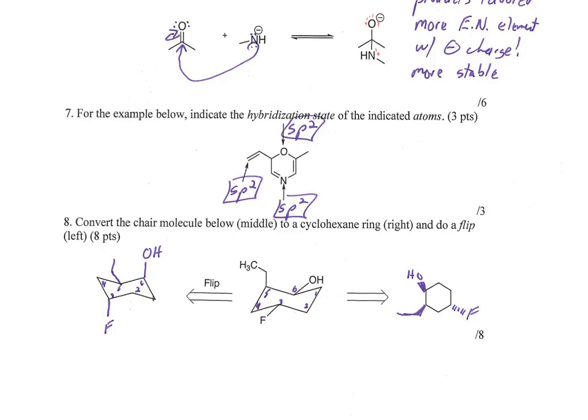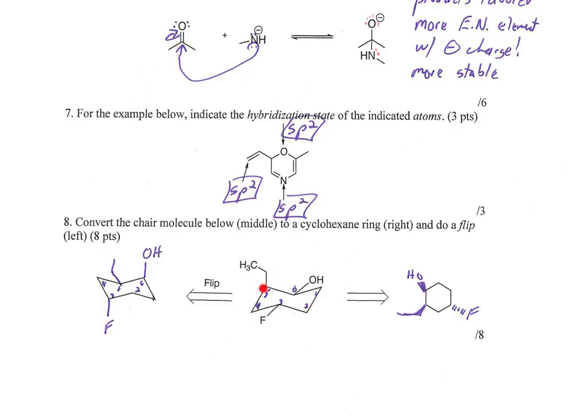All right. Let's see. Chairs. Given a chair, do the flip and also do the wedge and dash. Doesn't matter what you do first. Want to recognize the numbering here is arbitrary. It doesn't mean anything. It's just me keeping track of things. OH is equatorial and up. So on the flip, it's going to be up always, right? Up and down don't change. It's going to be up, but axial. All right, so 1 went down, 4 went up. That's the chair flip.